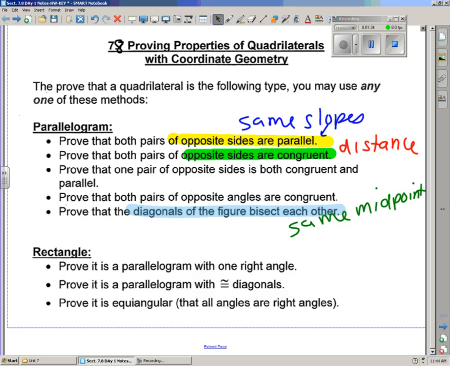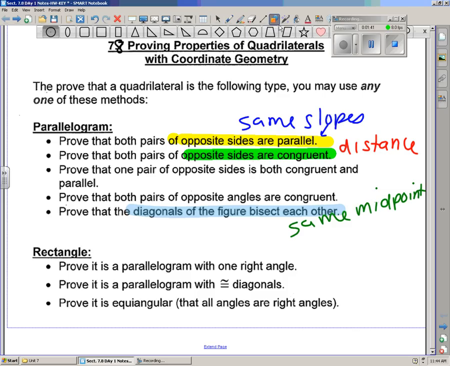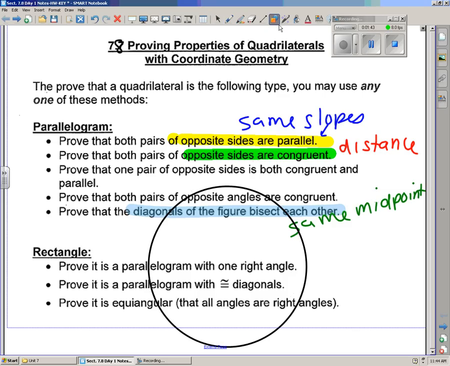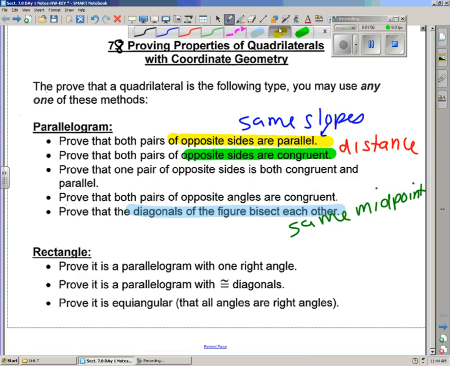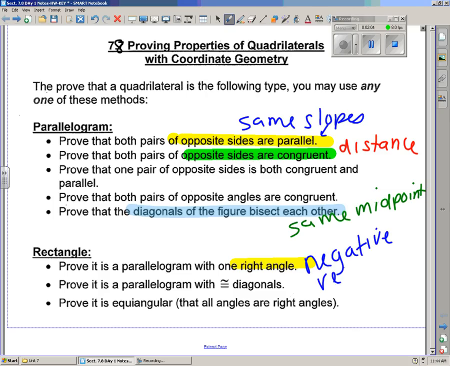So in rectangles, you've got the same thing that you can possibly do. You can prove it's a parallelogram with one right angle. Well, if you're dealing with right angles, whoopsie, don't know how I did that. Let me get rid of that. Can I erase this? Let's see. If you are dealing with right angles, then you are actually looking also at slopes, but right angles mean that their slopes aren't the same. You're looking for negative reciprocal slopes.